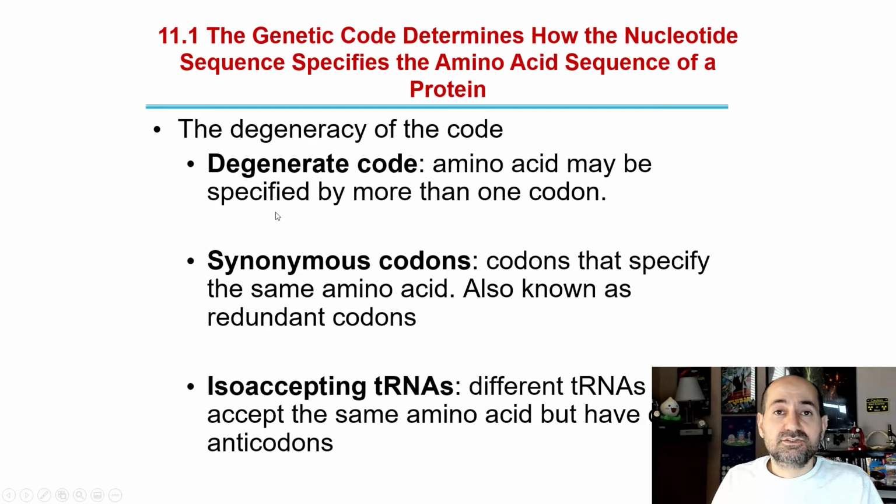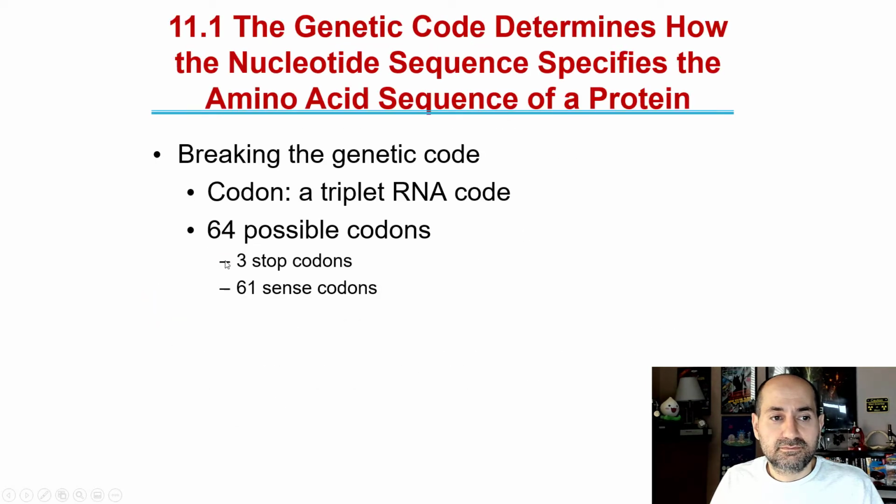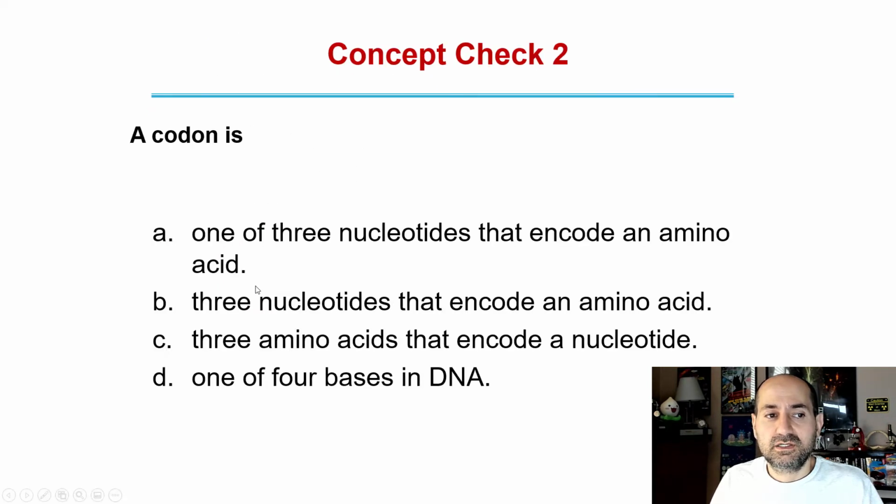Now, there are some things to understand about the genetic code. One thing you should understand is that the genetic code is degenerate. The genetic code is degenerate. More than one codon, triplet code, remember how many codons there are? 64 possible codons, 61 of which code for amino acids.